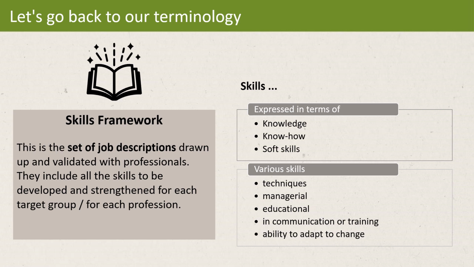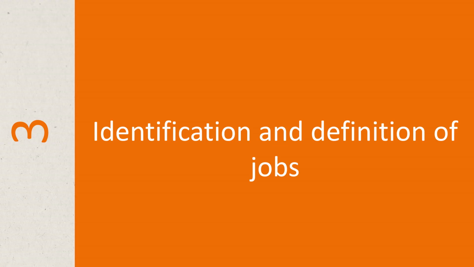So in the end, it is this framework that will define the skills required to carry out the tasks and activities as defined in the job descriptions. Now, let's go back to the jobs and see how we defined and identified them. This was a really big part of the work done, and it's interesting to look in more detail at how it came about.